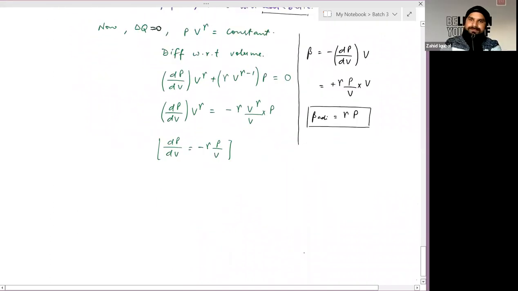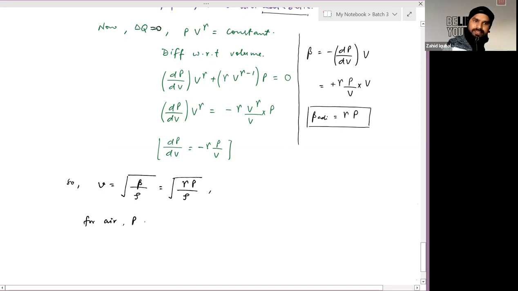Now, using this expression, velocity equals to root under beta by rho, where beta we have gamma times p, by rho. Now for air, pressure is 1 atm, that is 1.013 into 10 to the power 5 Pascal. Density of air is 1.293 kg per meter cube. And next we have to define gamma.